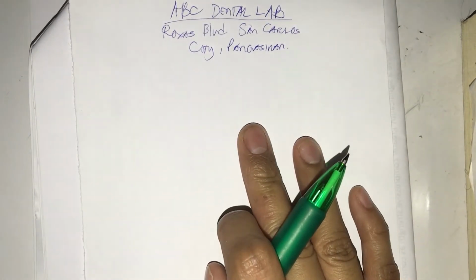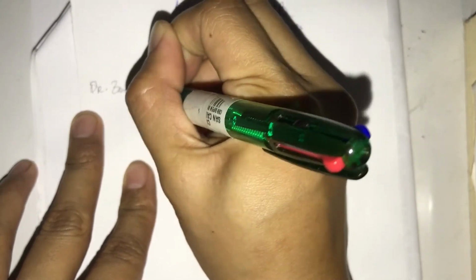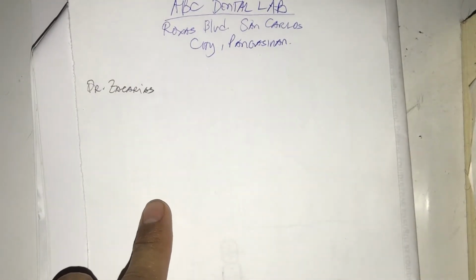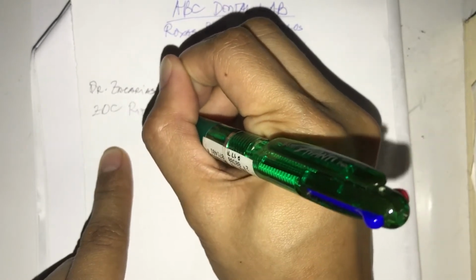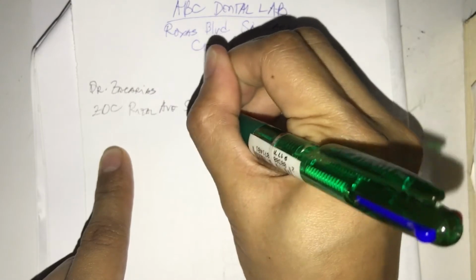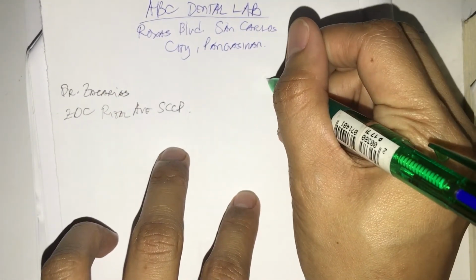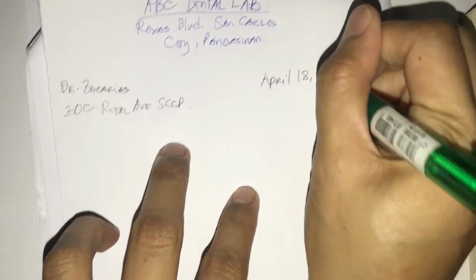After that, you're going to write, of course, your name as a dentist. So, for example, me, Dr. Zacharias. Then the address of my clinic, Zacharias Dental Clinic. We are in Rizal Avenue, SCCP, San Carlos City, Pangasinan, that's a shortcut. And of course, you need to write the date today. So, for example, the date today is April 18. Oh, sorry.